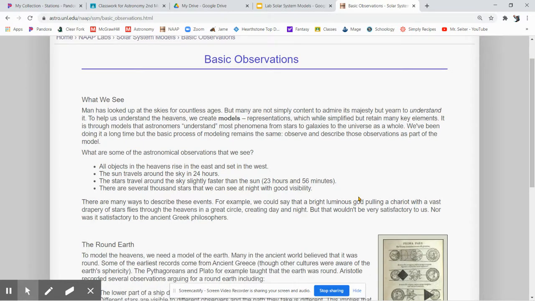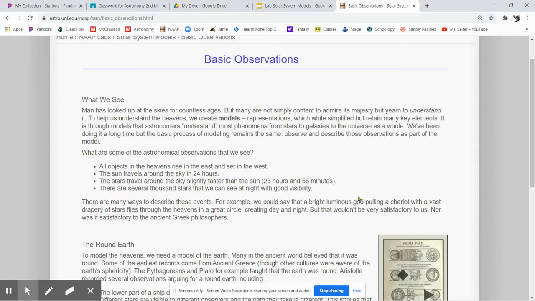All right, so what we see, basic observations. Man has looked up into the sky for countless ages, but many are not simply content to admire its majesty, but yearn to understand it. To help us understand the heavens, we create models or representations, which, while simplified, retain the key elements. It is through models that astronomers understand most phenomena, from the stars to galaxies to the universe as a whole. We've been doing it for a long time, but the basic process of modeling remains the same.